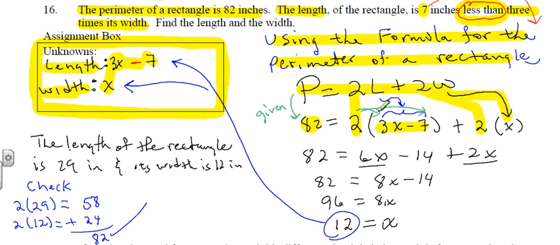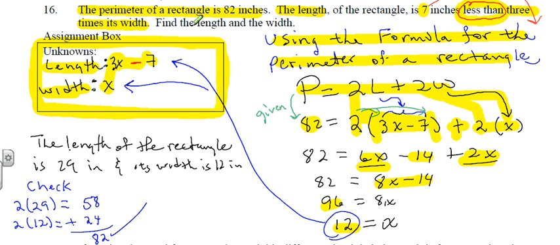82 equals 2 times the quantity 3x minus 7 plus the 2x over here. Now I'll simplify the right-hand side by distributing the 2. 2 times 3x is 6x. 2 times 7 is 14, plus the 2x. Combine the like terms, the first and the third, which gives me 8x minus 14. Now I add 14 to both sides to get rid of the 14 on the right-hand side. 82 plus 14 is 96. And now to isolate the variable and solve for x, I divide both sides by 8. 96 divided by 8 gives me 12.